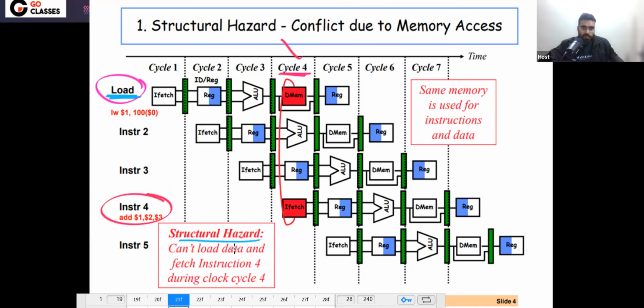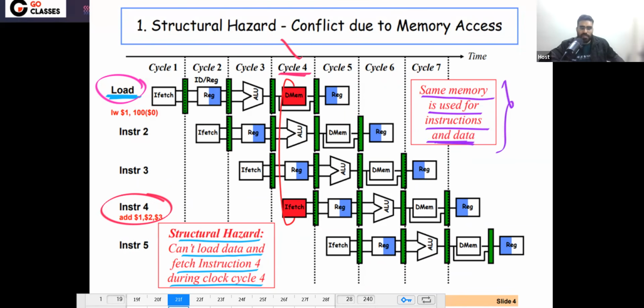The structural hazard says that we cannot load data and fetch instruction during cycle C4. Basically, two things we cannot do together. Both of them cannot use the memory together. One of them can do that. Okay, so that is the reason. What is the solution? You can notice the same memory is used. This is the reason this structural hazard is happening. This is happening because you are using the same memory for instruction and data.